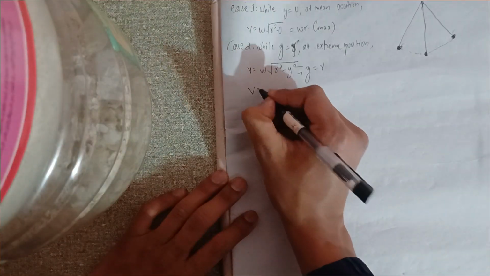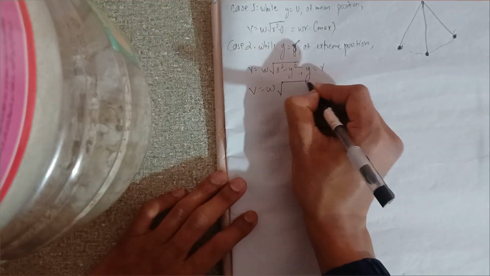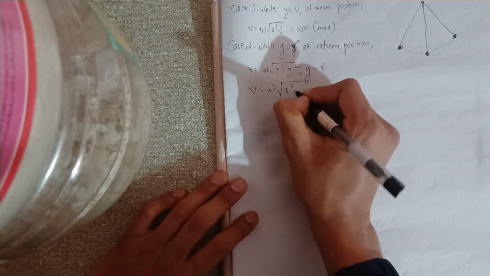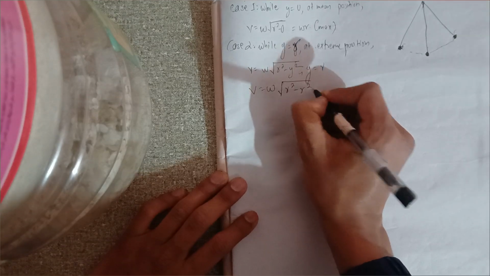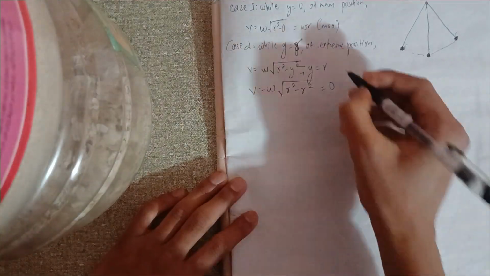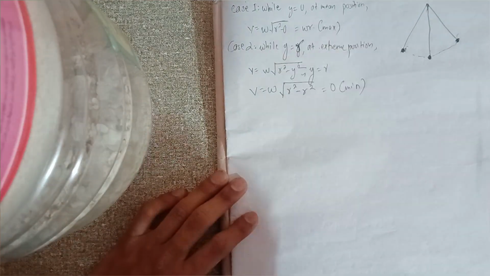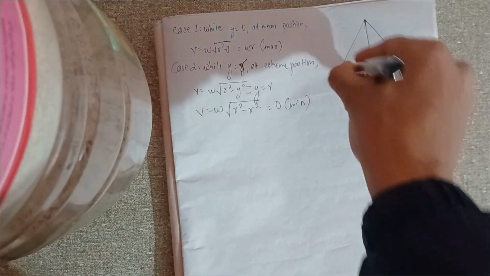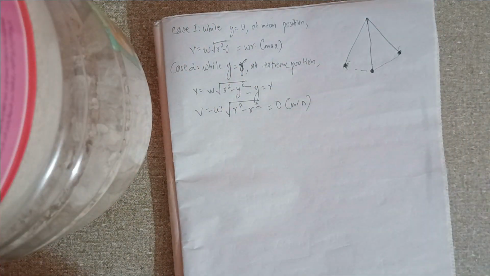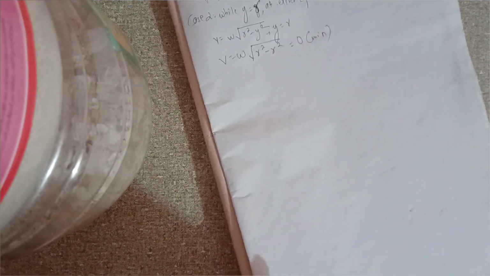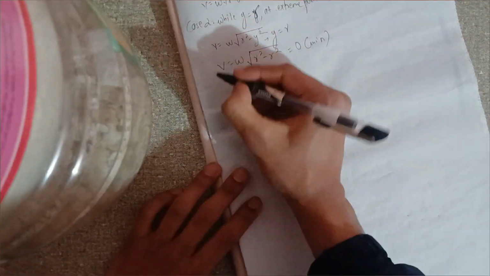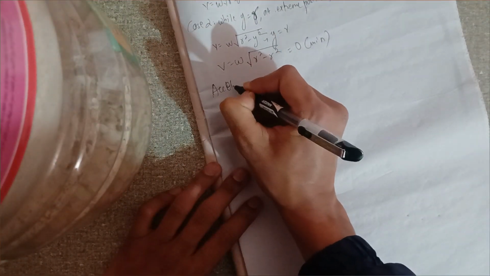So it will be v equal to omega under root r square minus r square, equal to 0. This is 0, and this is the minimum velocity. That means at this point, the extreme point, the velocity of a particle in SHM is 0. Just like that. Now for the acceleration.